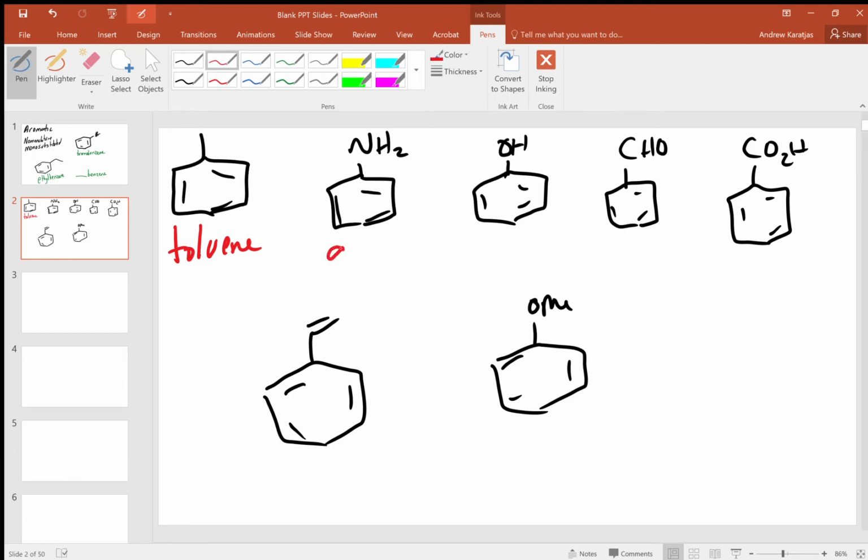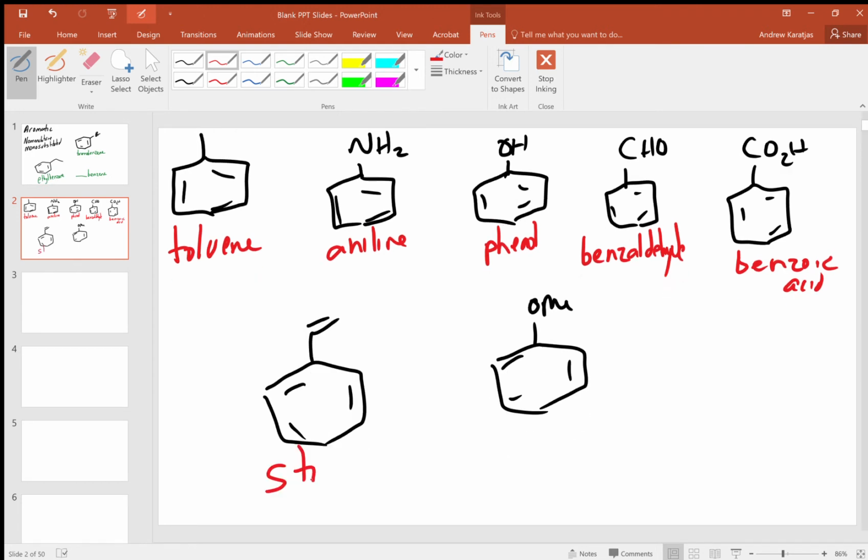So with the amine, we have aniline, the alcohol is phenol, the aldehyde is benzaldehyde, the carboxylic acid one we've seen many times before. We know this is benzoic acid. With the simple alkene coming off, we have styrene. And with the methoxy group, we have anisole. And pretty much every case with these common names, you've got to know the common names because those are what get used. All right, so that's monosubstituted.